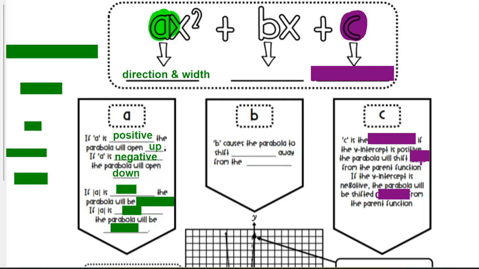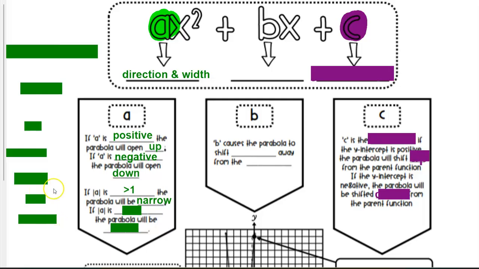Now, we talked about in the stations what happens when a is a number bigger than 1 and when a is a number smaller than 1, so like a fraction. So here we're going to look at if the absolute value of a is greater than 1. Remember, absolute value is the distance something is from 0, and it's always positive. So if the absolute value of a is greater than 1, then the parabola will be narrow.